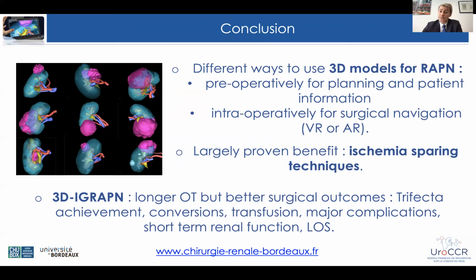decreased risk of conversions, decreased rates of transfusion, decreased rates of major complications, a better short-term renal function, and finally, decreased length of hospital stay.